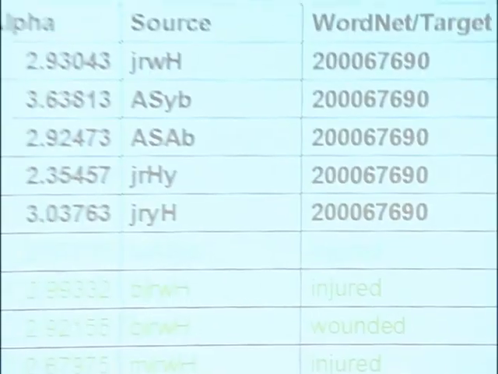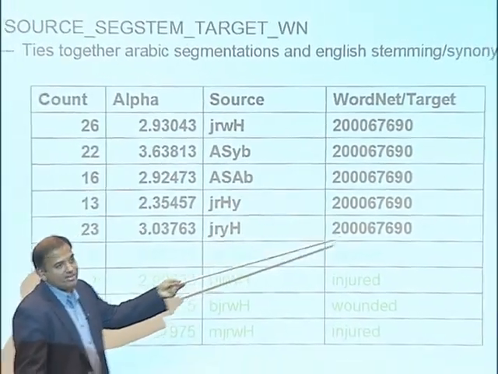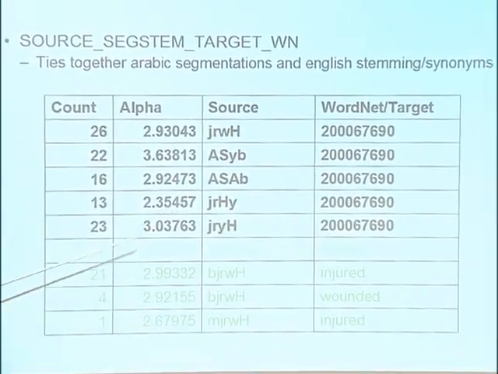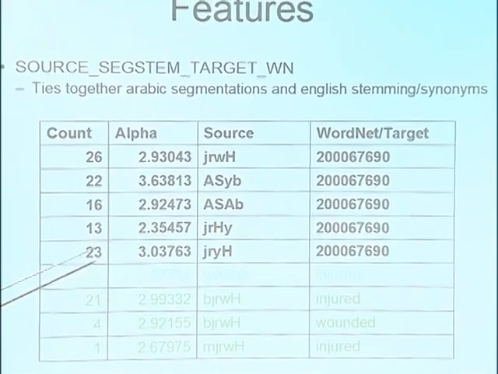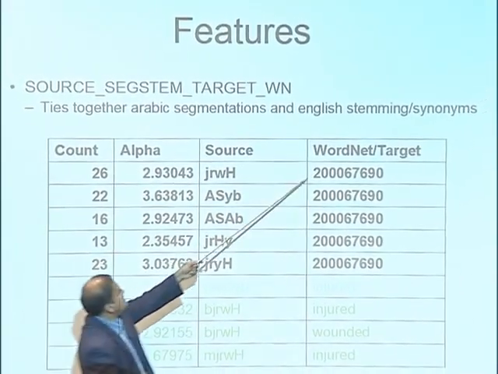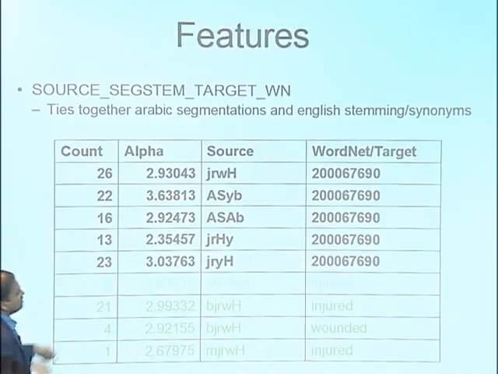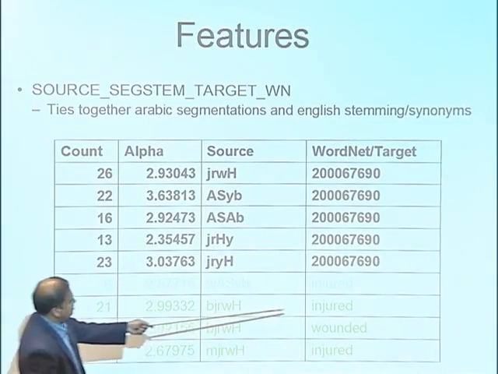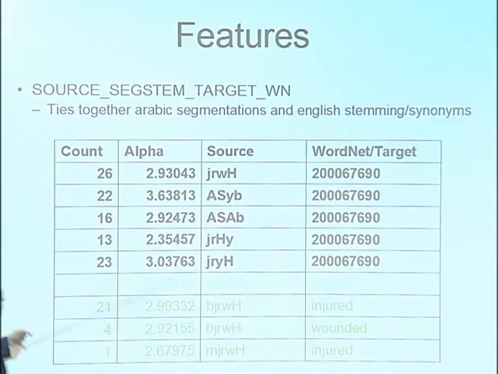Another feature is in the English, we have WordNet information. So you can look up the WordNet synset ID and class all the words that belong in a synset together. And so here, this synset is aligning to this Arabic source. That Arabic source seems to mean injured, so you can look at the alphas and see that the WordNet alphas tend to be higher because they're classings of English than the lexical features.